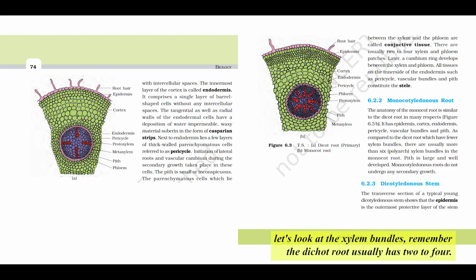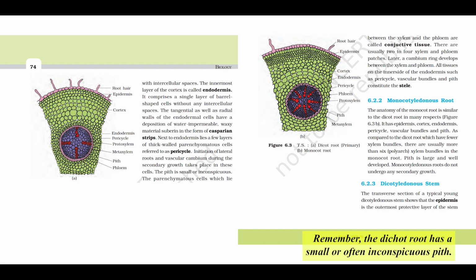So focus here. First, let's look at the xylem bundles. Remember, the dicot root usually has 2 to 4. In contrast, monocot roots are characterized by having more than 6 xylem bundles, often many more. This arrangement, where there are numerous xylem bundles, is specifically termed polyarch. Poly meaning many, arch referring to the xylem bundles. This is a clear diagnostic feature. Polyarch monocot root.